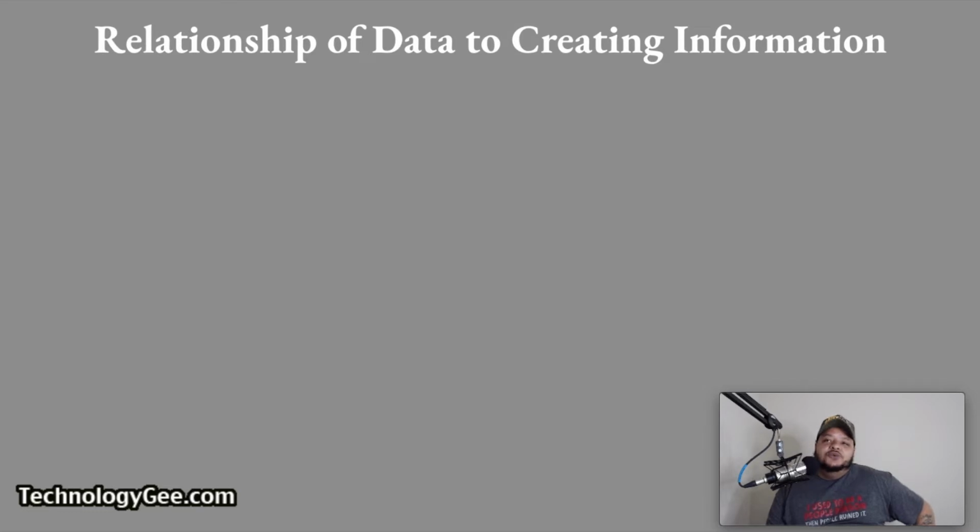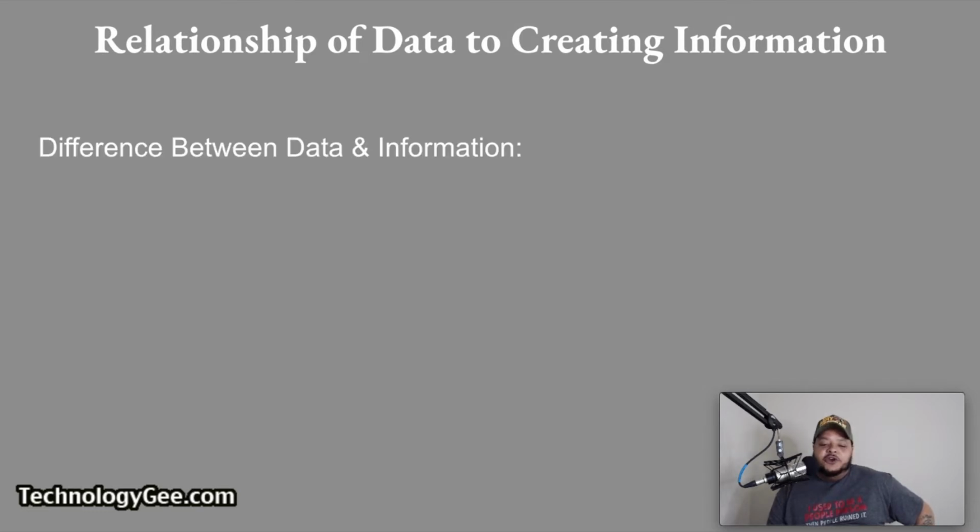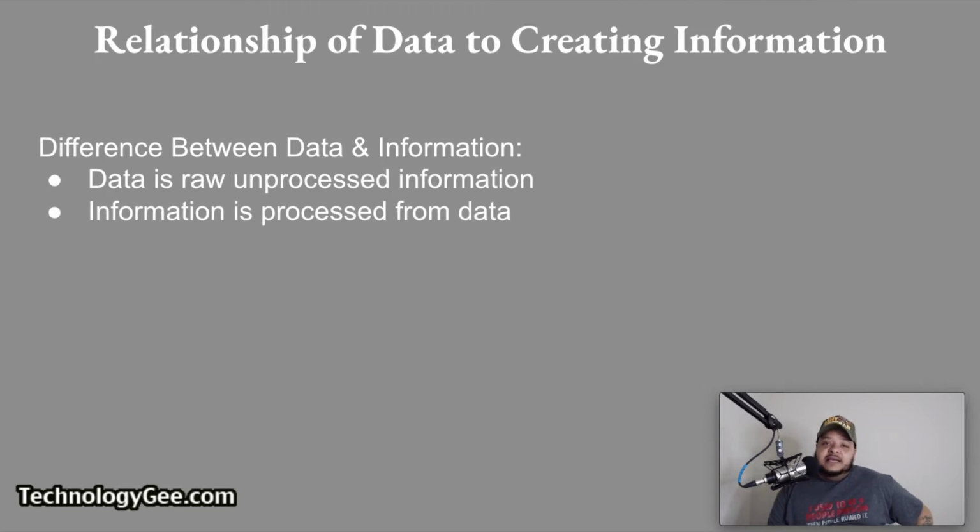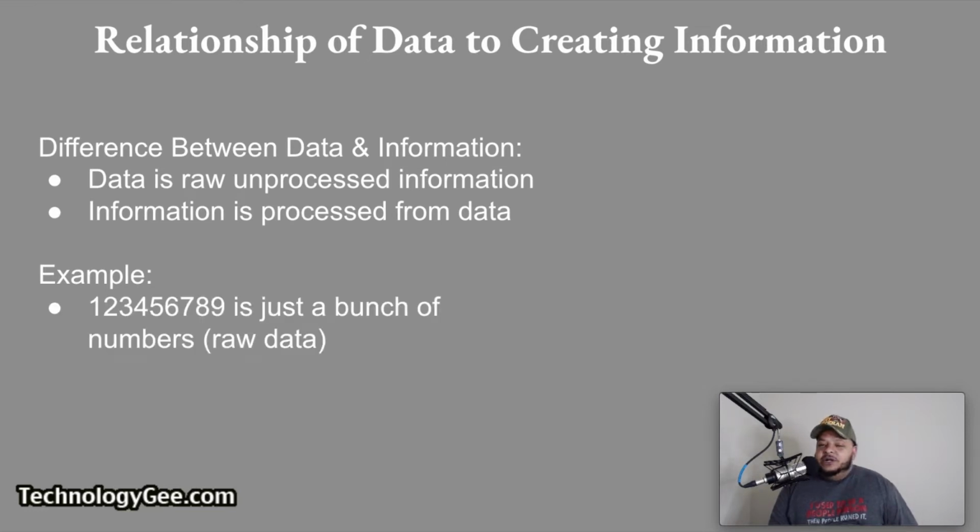Relationships, the data to creating information. The terms data and information are often used interchangeably, but there is a difference. Data is raw, unprocessed information, and information is processed from data. Another way to understand this is you can think of data as a bunch of random numbers put together. In this example, you'll see 1, 2, 3, 4, 5, 6, 7, 8, 9. It's just a bunch of random numbers that has no meaning other than just 9 numbers.